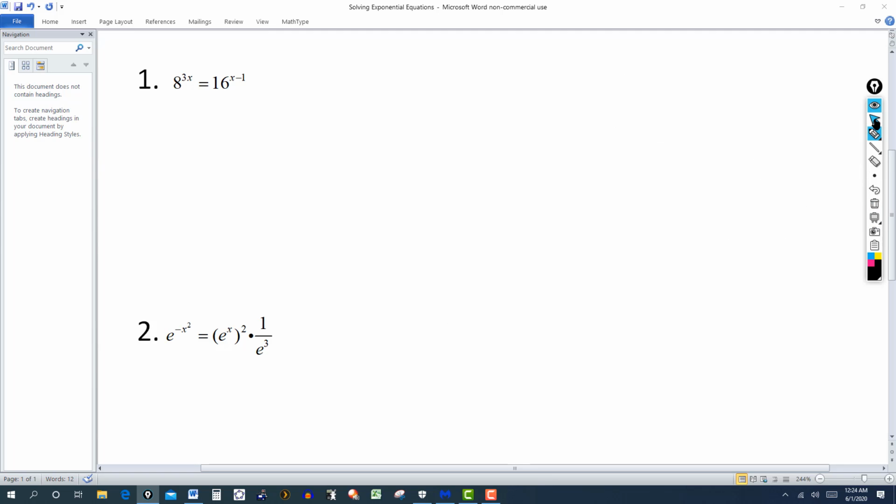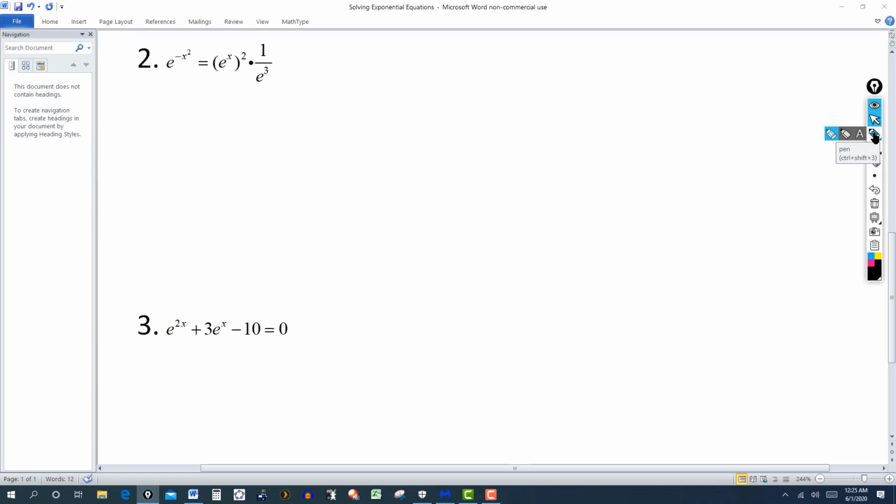Okay, we'll clear this. Look at the next one. I have e to the 2x plus 3e to the x minus 10 equals 0. And you should be able to see this as a form of a quadratic, because I can write this as (e to the x) squared plus 3e to the x minus 10. So this is kind of the same thing as having something like x squared plus 3x minus 10. So I'm just going to try to factor this the way it is. One side is 0.